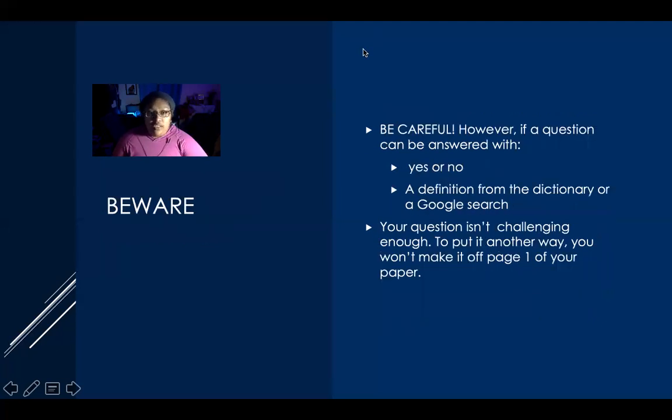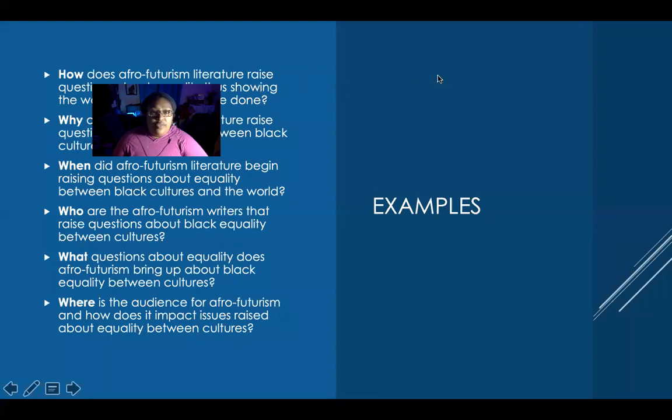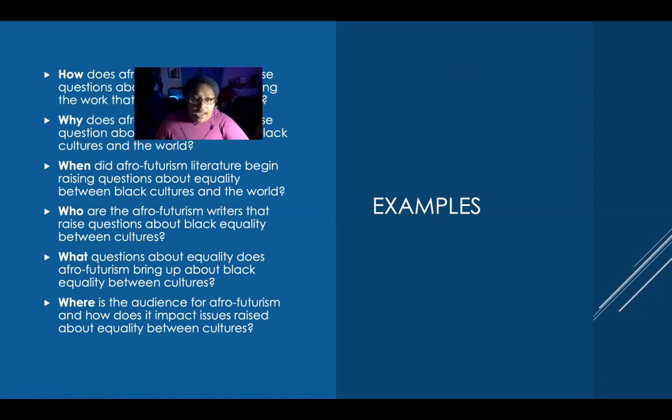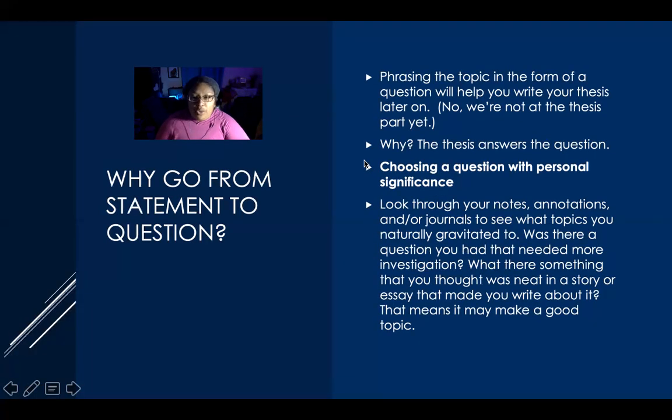So going back to these questions, maybe we take the first one and it says, how does Afrofuturism literature raise questions about equality, thus showing the work that still needs to be done? And then you're reading, you're annotating, you're doing the research, and then you're ready to write your thesis, right? You're writing your working thesis because this is a working question, and a working question needs a working thesis. But we're not there yet. Don't jump ahead. But say you're doing a working thesis, then you can say, this is how, da da da da, done, right?